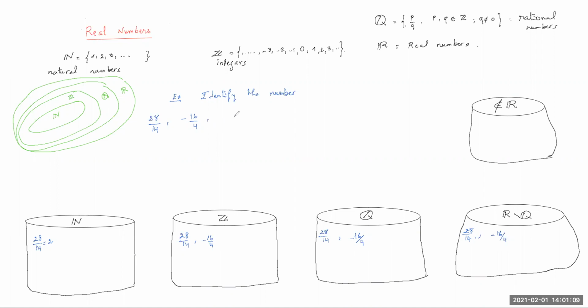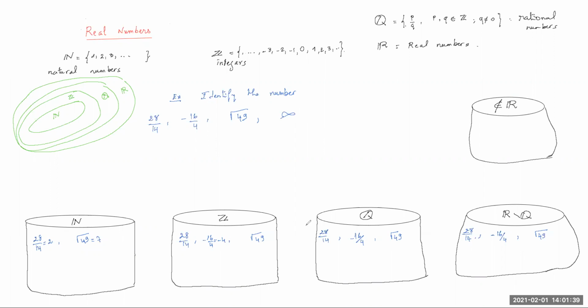What about square root of 49? Square root of 49 is 7. 7 is an integer, so it will be in all the sets, down to the largest set. What about now the symbol infinity?